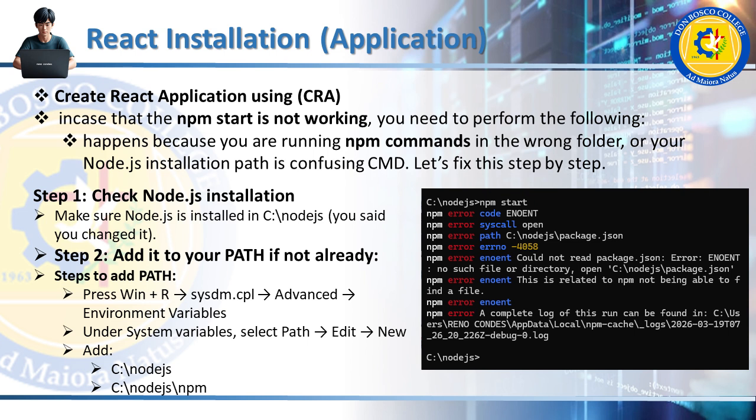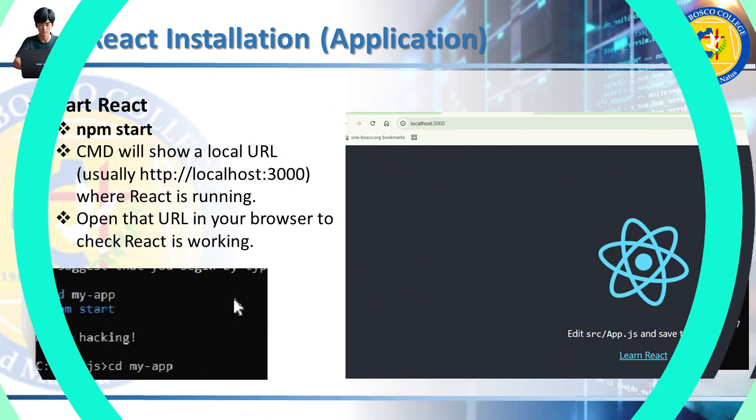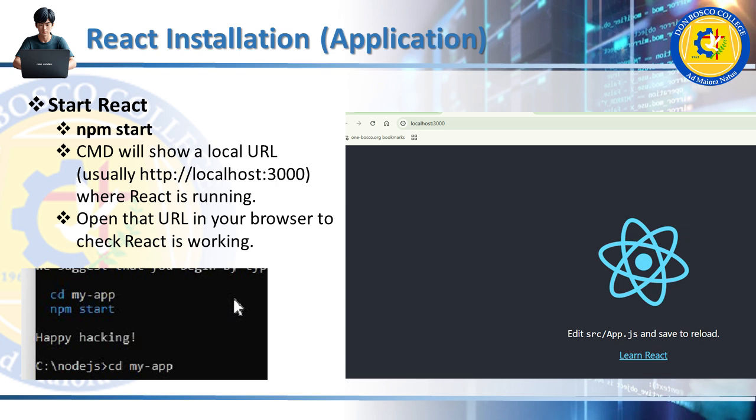To fix this, follow these steps. First, check that node.js is installed in C:\node.js if you change the path. Next, add it to your path if it's not already included by pressing Win+R, then typing sysdm.cpl, Advanced, Environment Variables. Then under System Variables, select Path, Edit, New, and add C:\node.js and C:\node.js\npm. To start React, open CMD, type npm start, and it will show a local URL, usually http://localhost:3000, where React is running, which you can open in your browser to confirm it's working.